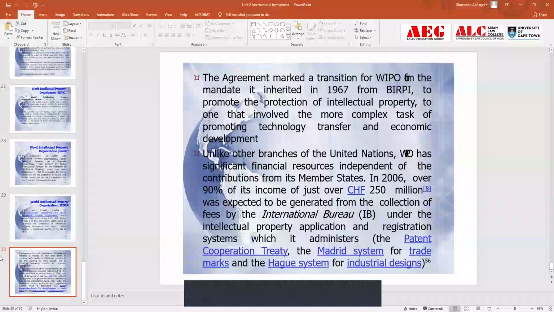Unlike other branches, WIPO has significant financial resources, and under the intellectual property and registration system, it administers the PCT, Madrid, Hague, and the Industrial Convention as well.